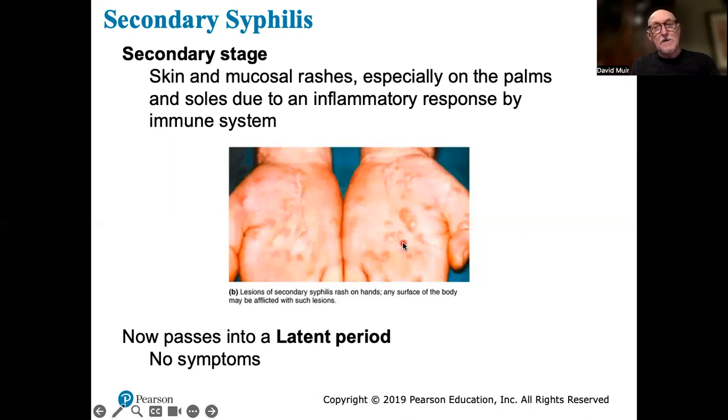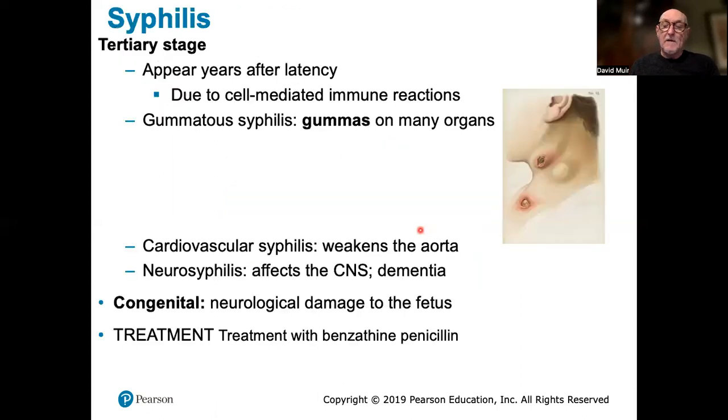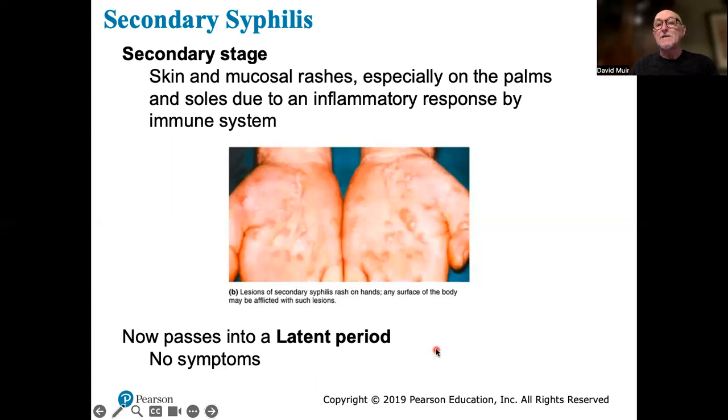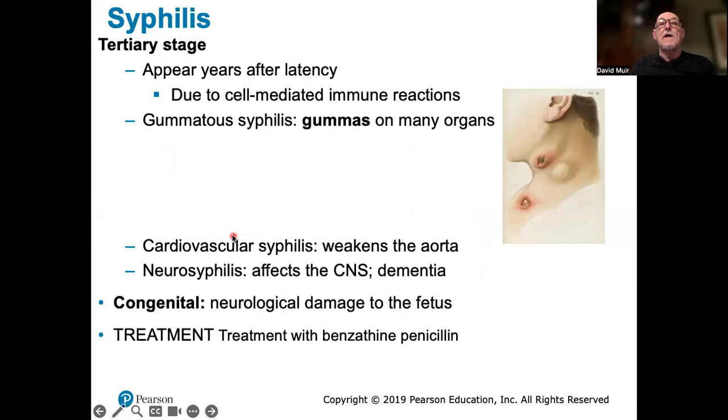Now comes the most dangerous stage of all, because this, in fact, can resolve without any treatment and disappear entirely. But the organism is still present, and the organism now goes into a latent period. And that latent period can last for years, for a very, very long time, if not decades. And then the move to a tertiary stage. And this is due to reactivation of the immune system against the organism, and it causes massive damage.